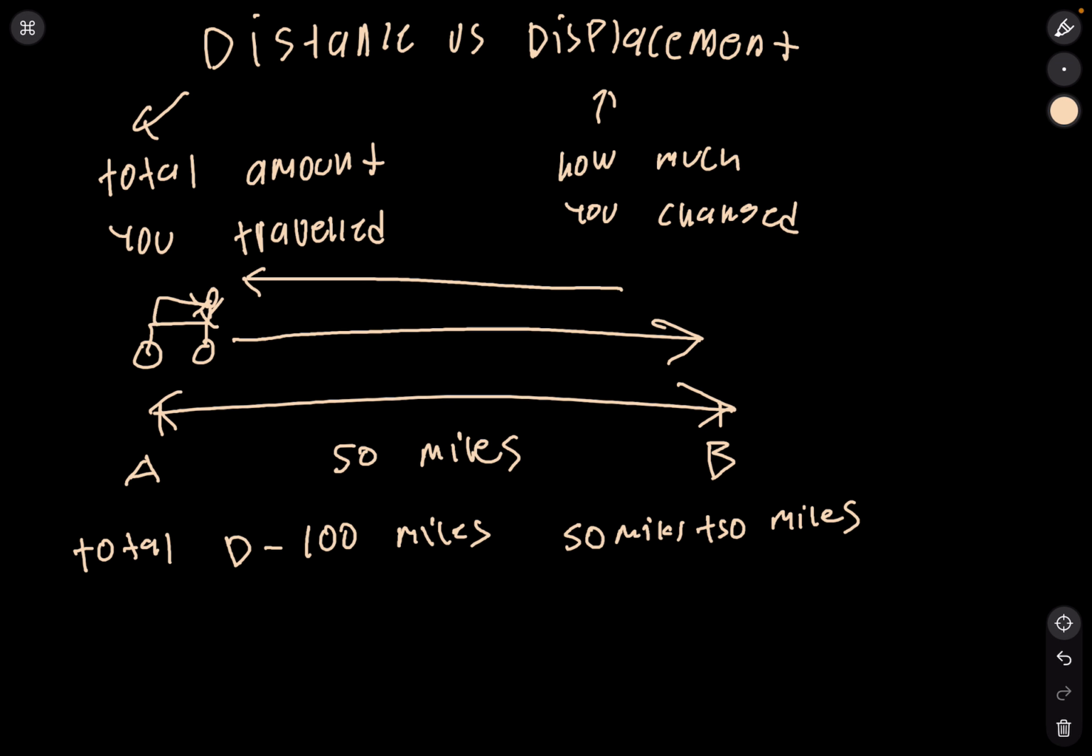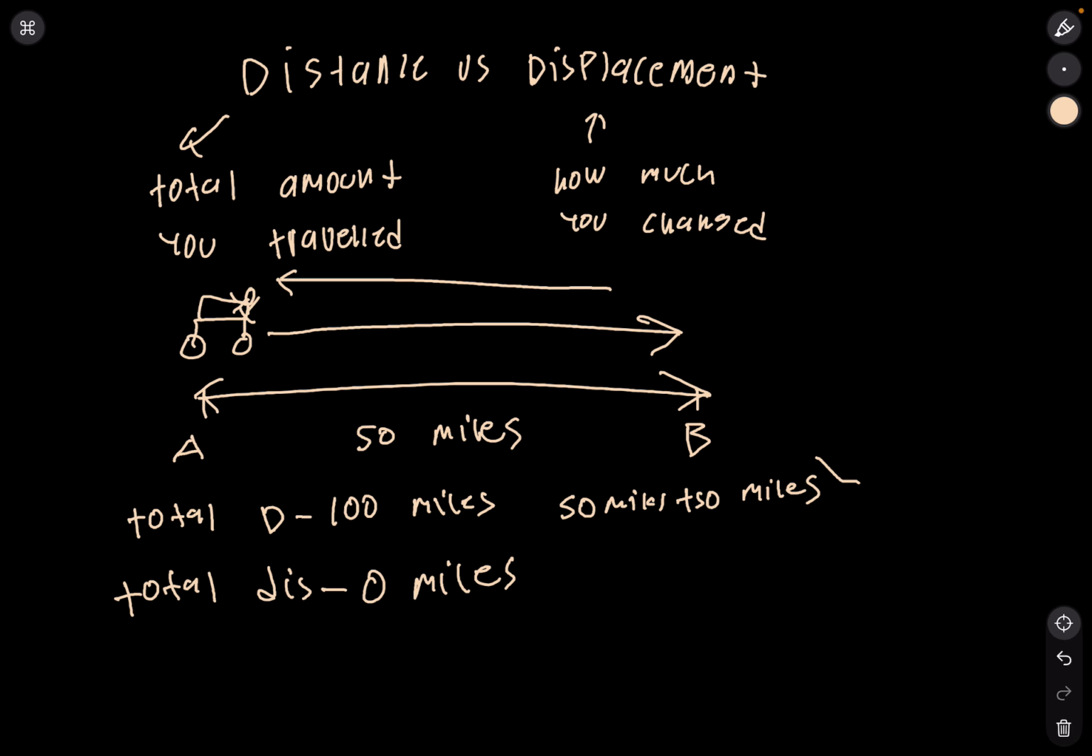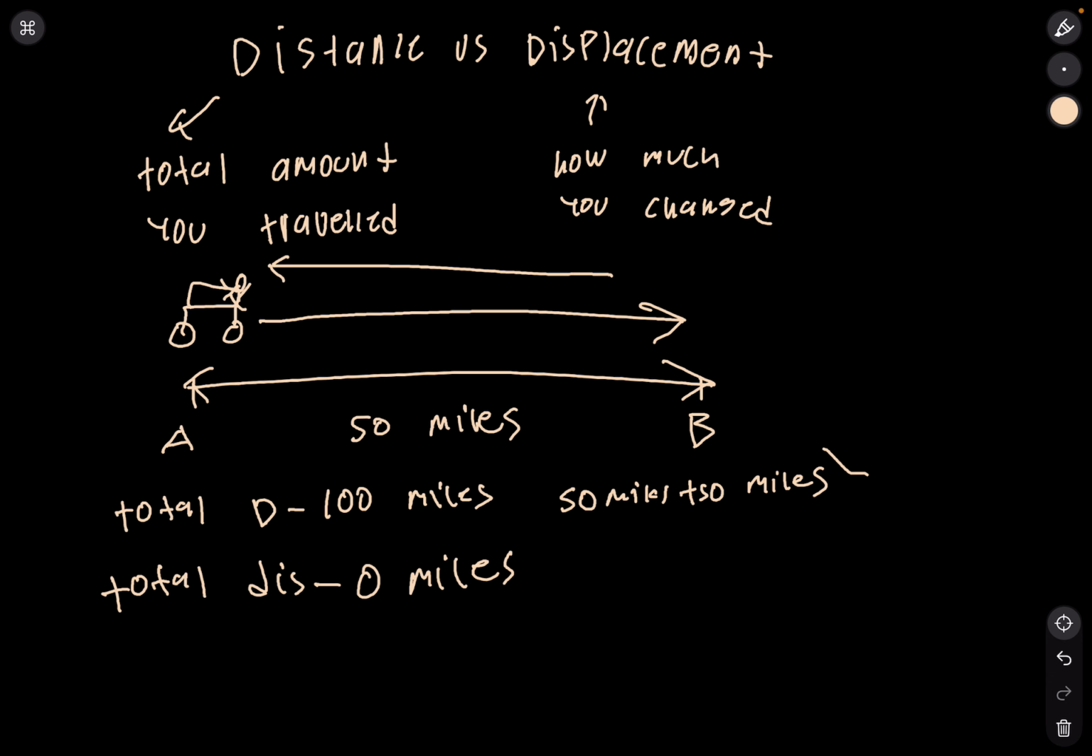Now guess what? Since displacement is how much you changed, our total displacement is going to be 0 miles. The reason why is because you didn't change anything at all. You went from point A to point B, but then you traveled back to where you started, to point A. So you didn't have any change at all in your displacement.